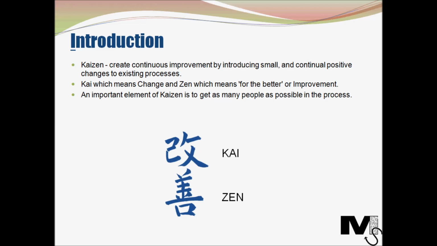Originating in Japan, Kaizen has been an essential part of the long-term improvement strategies for several renowned organizations in the world. An important element of Kaizen is to get as many people as possible involved in the process. Each person in an organization is invaluable and can improve the overall operation of the organization to some extent, one way or another. Now, let's investigate how Kaizen works using a Kaizen cycle.